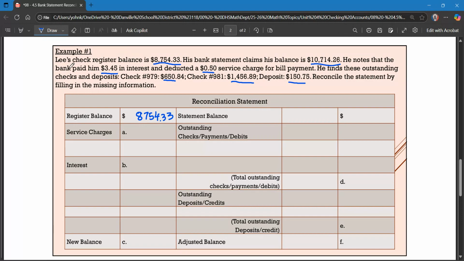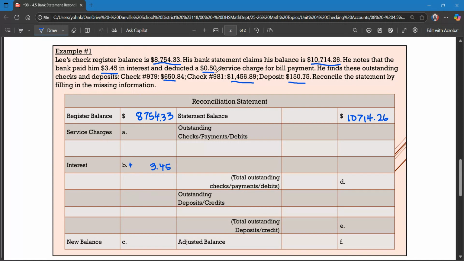He notes his bank statement claims that his balance is, here's statement balance, $10,714.26. All right, so again, register balance is what Lee thinks he has. Statement balance is what the bank thinks he has. All right, let's keep reading. The bank paid him $3.45 in interest. Here's interest. We're going to put $3.45. Now remember, interest is more money into your account, so we're going to put a plus here.